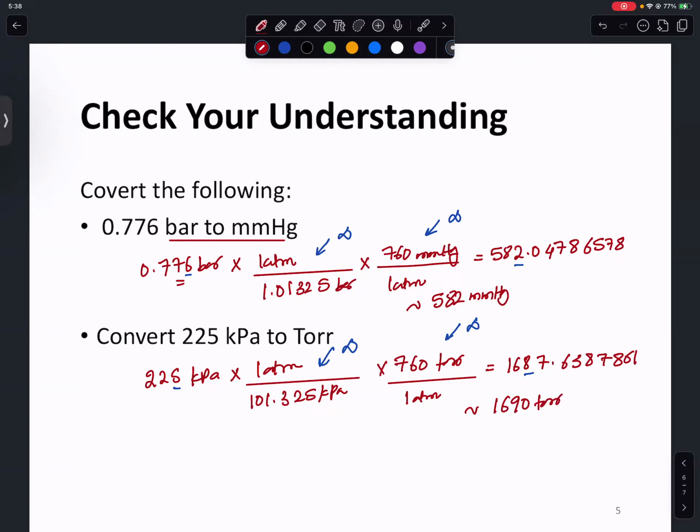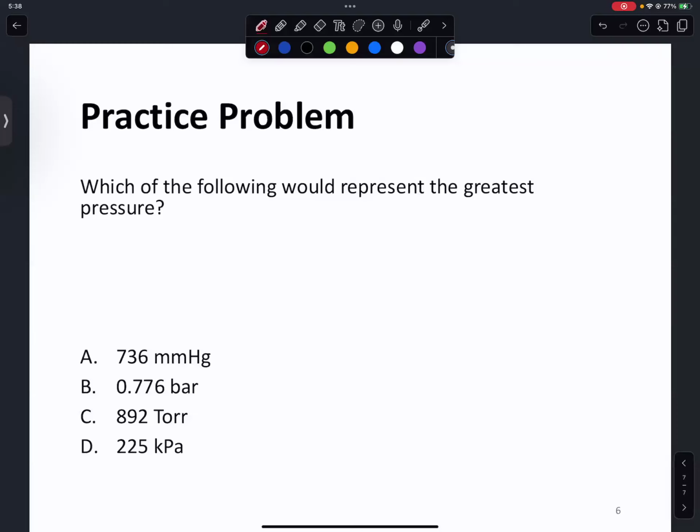It is worth mentioning that 1 millimeter mercury equals 1 torr. Something, if you want to make your life easier when you're converting. Now, let's look at a problem that is very similar. You're given the following pressures right here, and you are asked to identify the greatest pressure. And note here that the pressures are different in each case.